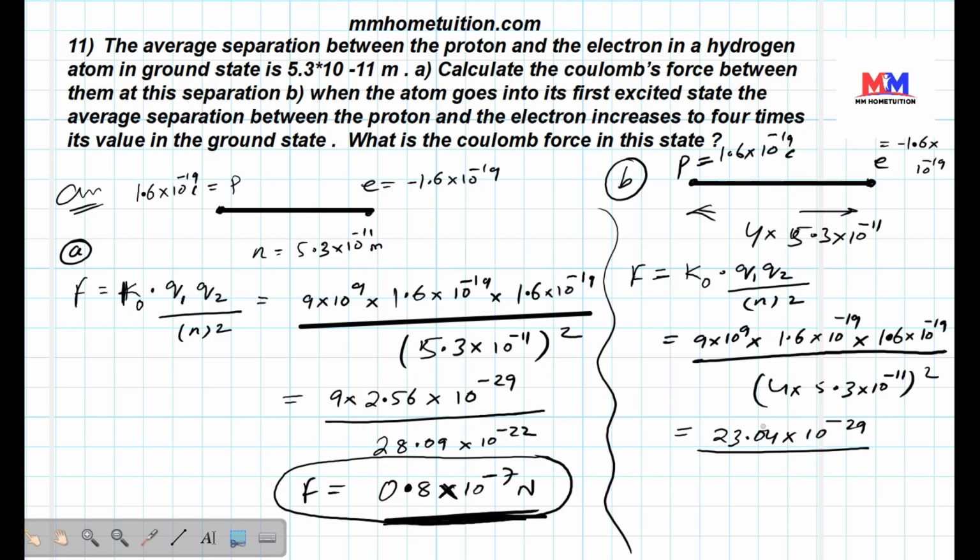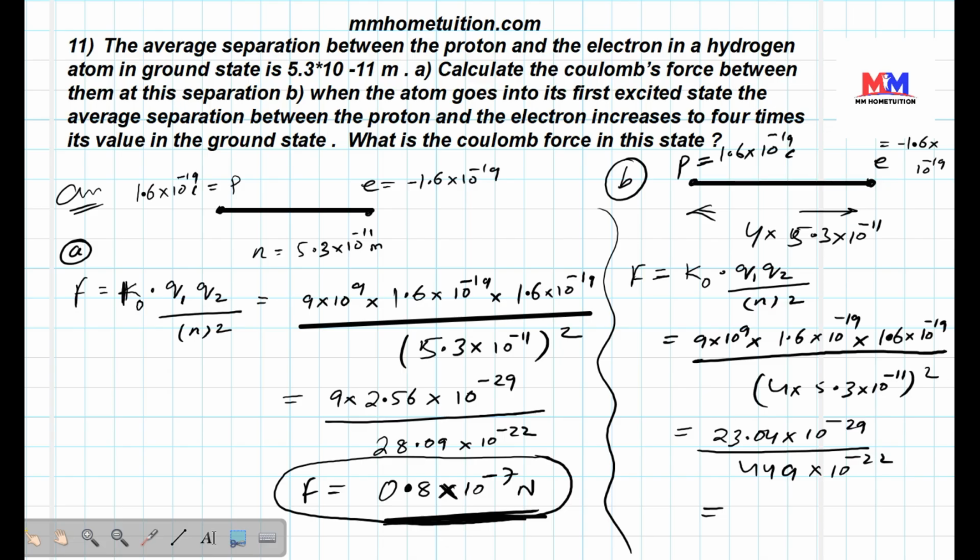The denominator is 28.09 into 16. So 28.09 into 16 equals 449 into 10 to the power minus 22. That is 5.3 whole square into 16, so this is 28.09 into 16, which is 449 into 10 to the power minus 22.